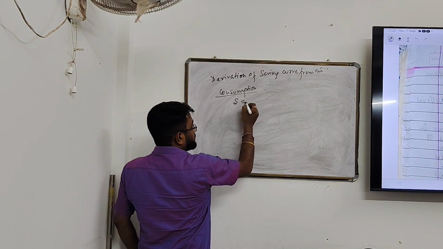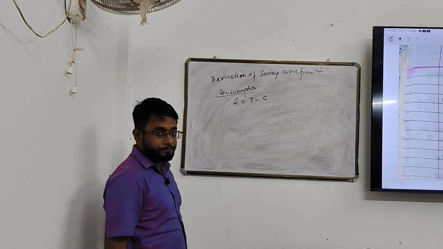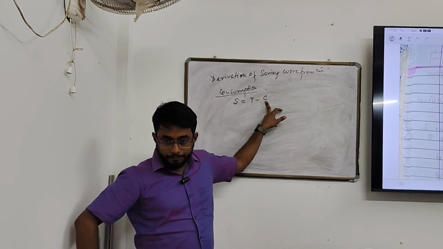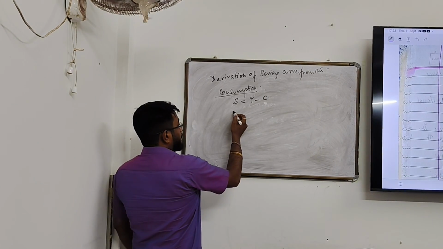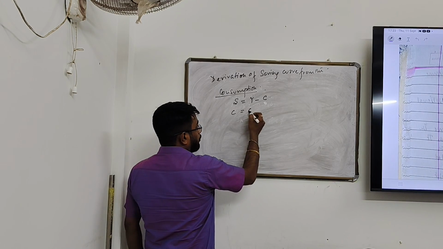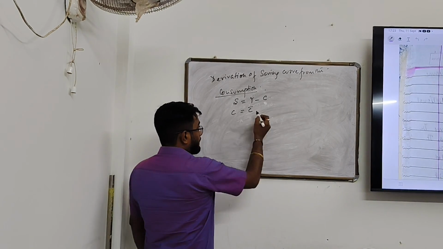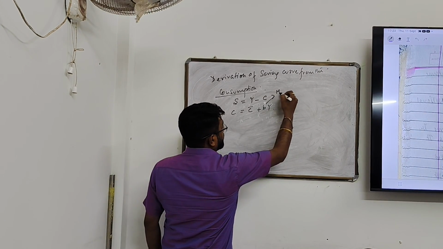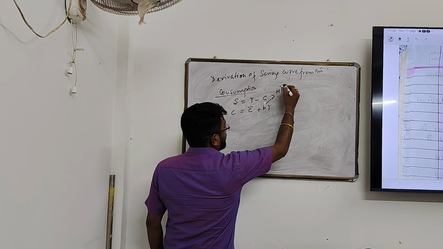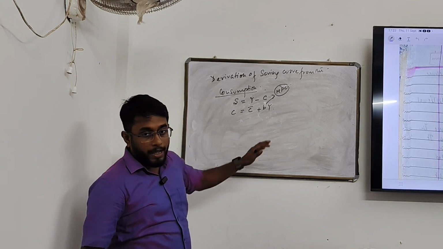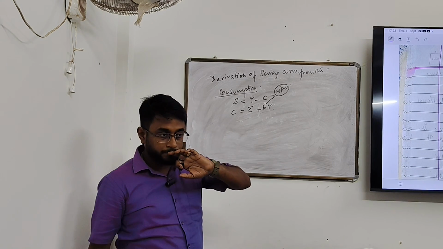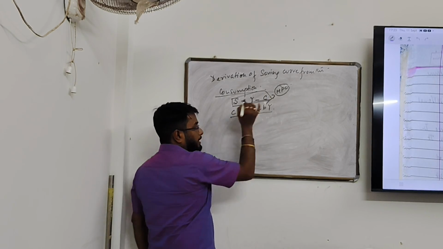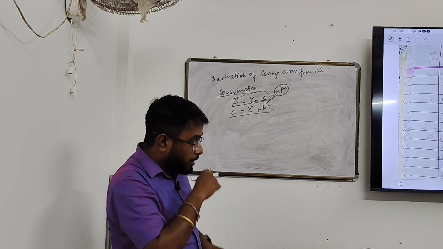We know S is equal to Y minus C. What do we know? Saving is equal to income minus consumption. Simple, clear? And consumption, that is C, is equal to autonomous consumption, C bar, plus BY, where B stands for MPC and Y stands for national income. Clear? Now, this equation is clear. You already know this: S is equal to Y minus C.